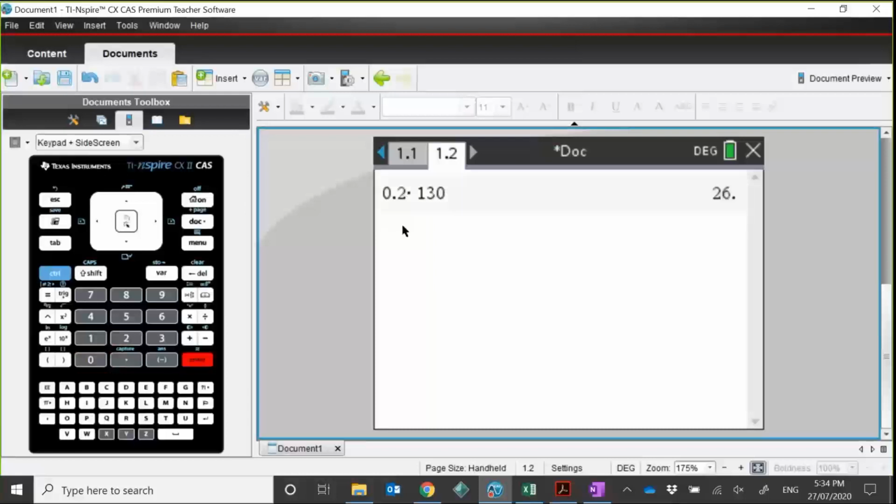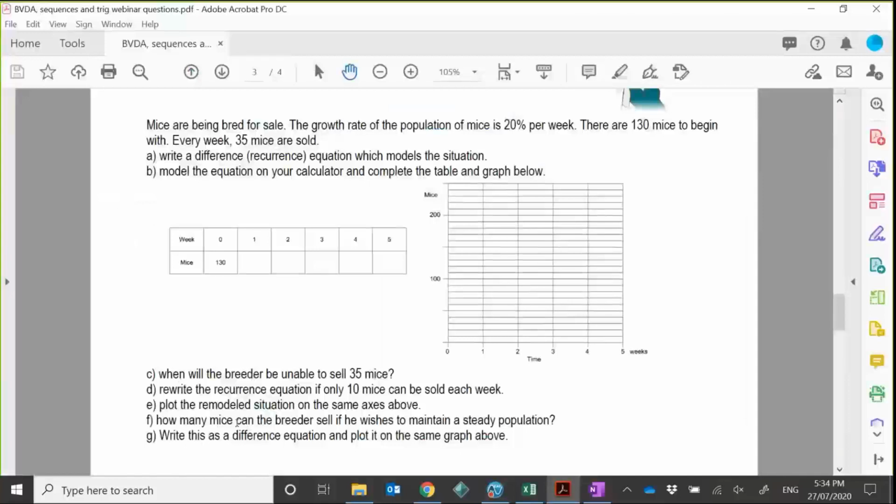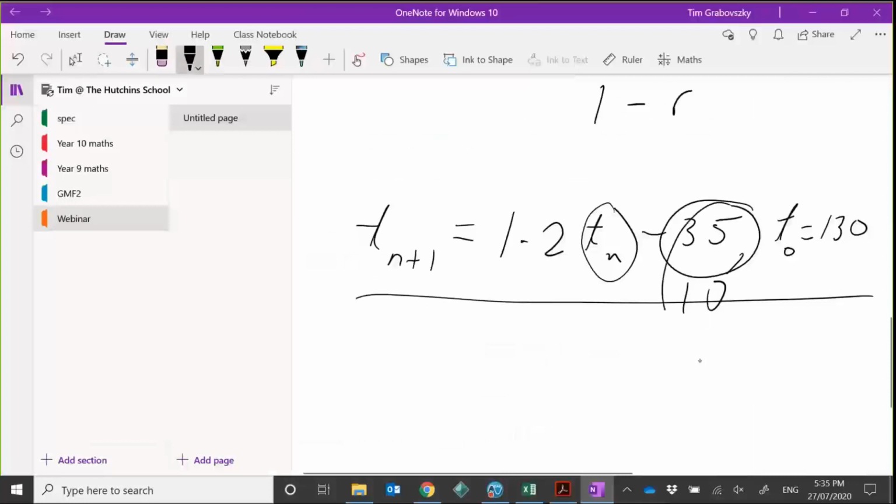There are 26 extra mice per week. So that is how many mice we need to sell to maintain a steady state. So part F, how many mice can the breeder sell? 26. It was 20% of the starting population. Write this as a difference equation and plot it on the same graph above. So once again, the only thing that's going to change is we're going to lose 26 mice per week instead of the 35 and 10 that we had before.